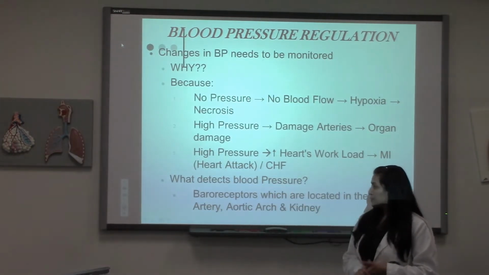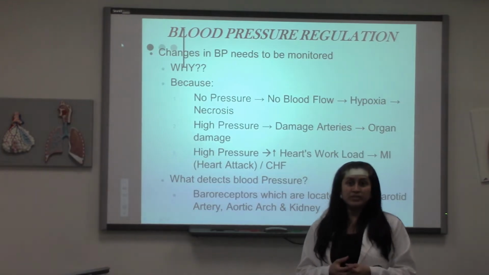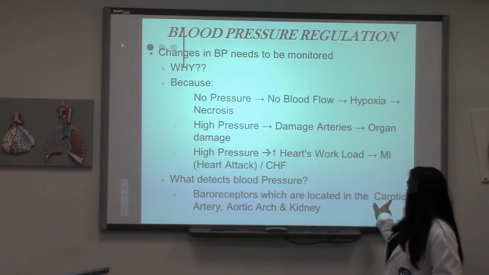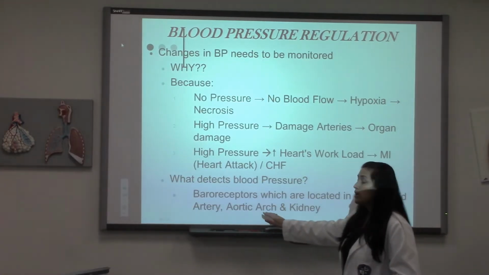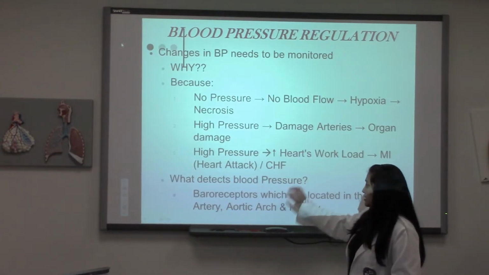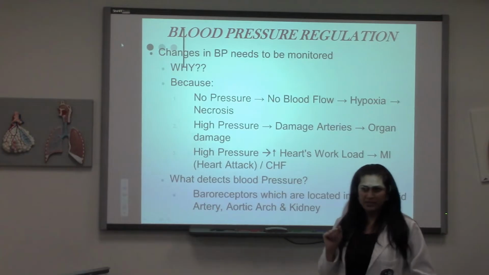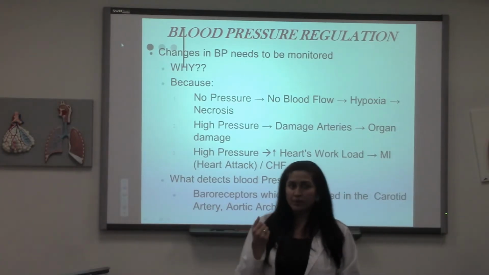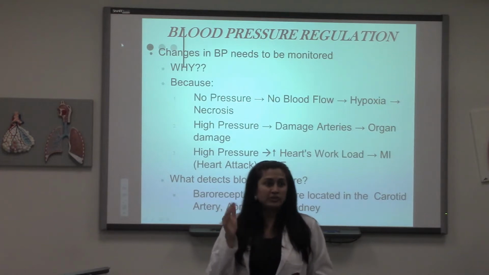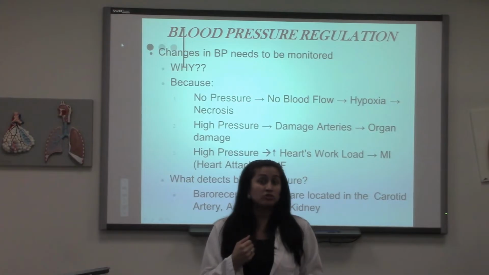Now, what detects blood pressure? So we have baroreceptors, and the function of these baroreceptors is to detect the blood pressure. Where are they located? They're located in the carotid artery, aortic arch, and the kidney. Okay? Now, let's say our blood pressure drops, and our kidneys detect there's a drop in blood pressure. What does the kidney release in return? Renin. Perfect. So it releases renin, causing the renin-angiotensin-aldosterone system to start, right? Good.